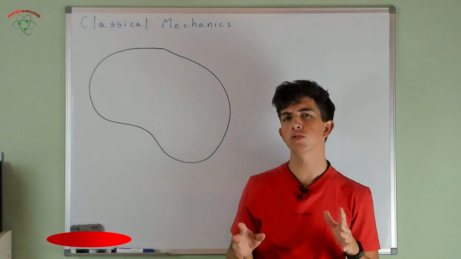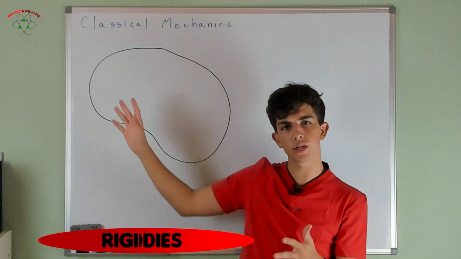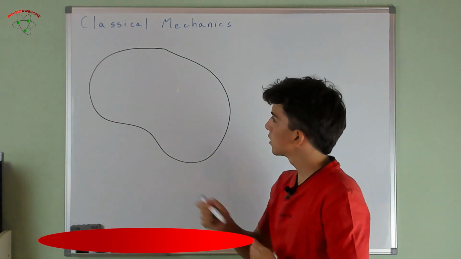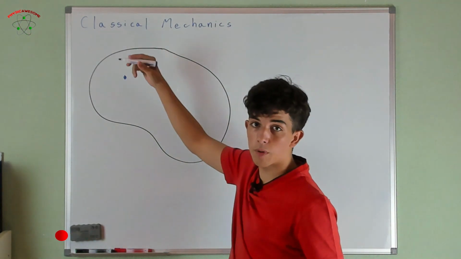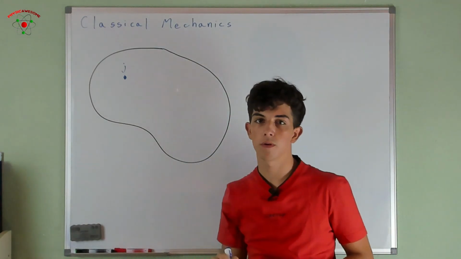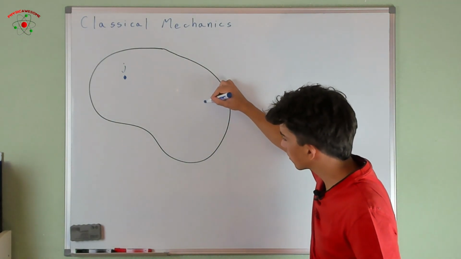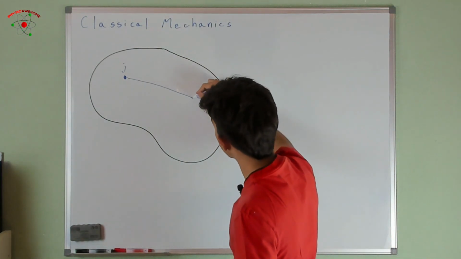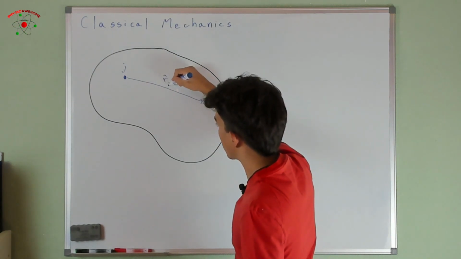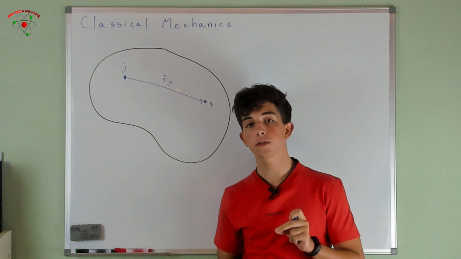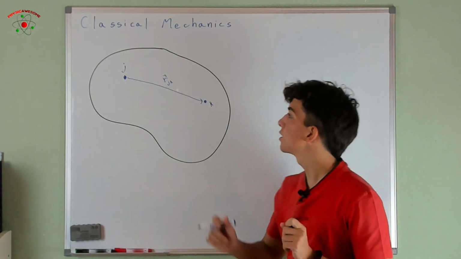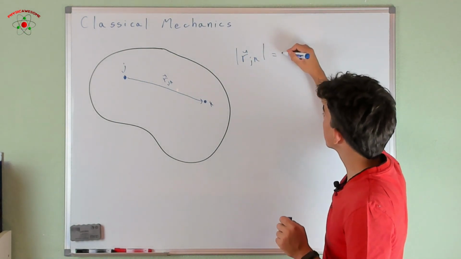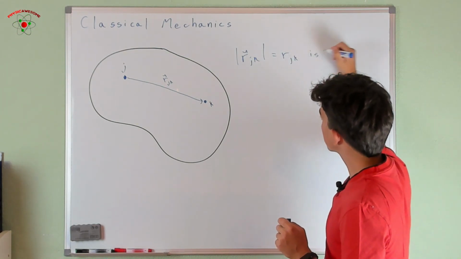Great, let's start introducing this notion of a rigid body. Imagine this is our rigid body. For it to be considered so, it has to comply with one condition. Imagine we have over here a particle J of our rigid body, and over here we have a particle K of our rigid body. We could draw a vector joining them, which would be R_JK, and this vector has to fulfill the following condition, and that is that the modulus of this vector R_JK is constant.